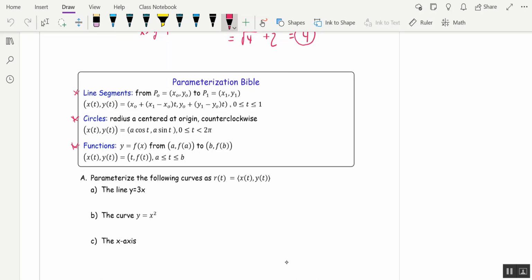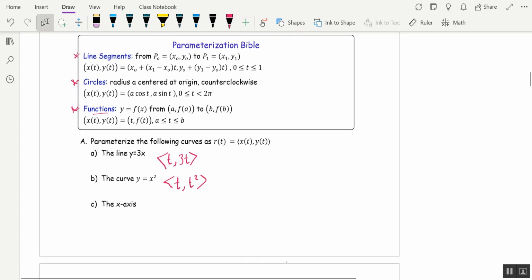Let's parameterize the following curves. So y equals 3x falls under the category of functions. So we're going to let x be t and y be f of t, which is 3t. Yes, it's that easy. The next one, again, it's a function, so we can go t squared. And the last one is also under category 3. The x-axis is the curve y equals 0. So we can parameterize that by letting x be t and y be 0.